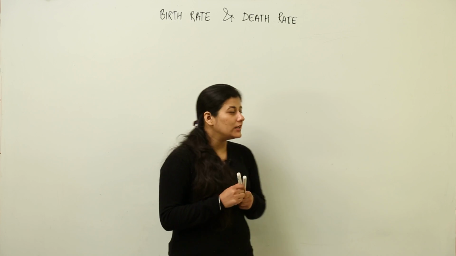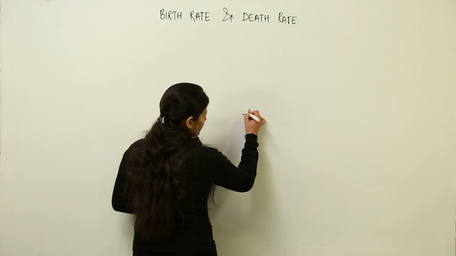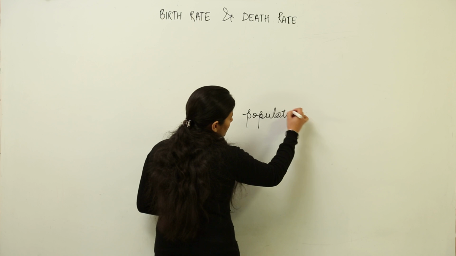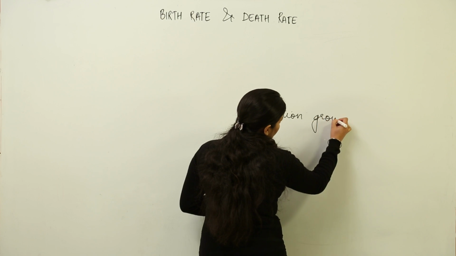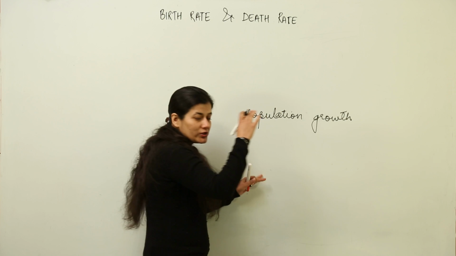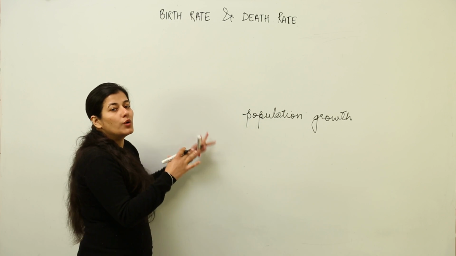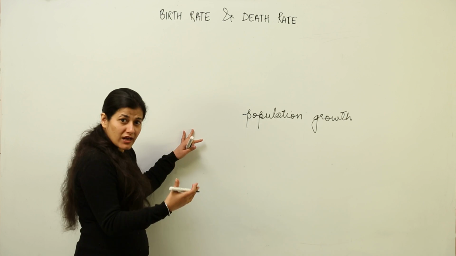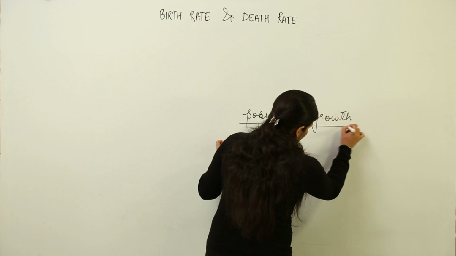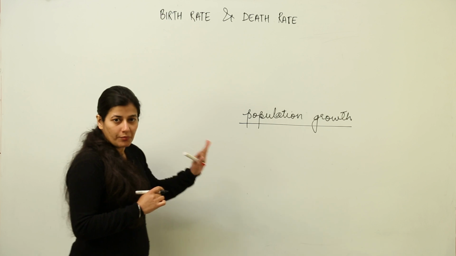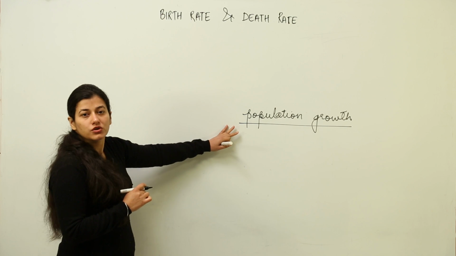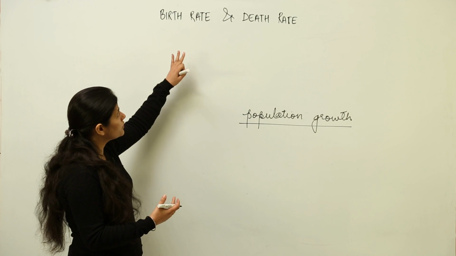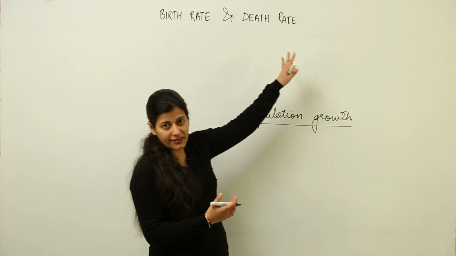Alright, now when you talk about population growth, there are two important factors for consideration which help us in reaching a stage where we can actually apprehend how much population growth has taken place. So the two important factors for this population growth that we are going to study, in terms of human population, are the birth rate and the death rate.